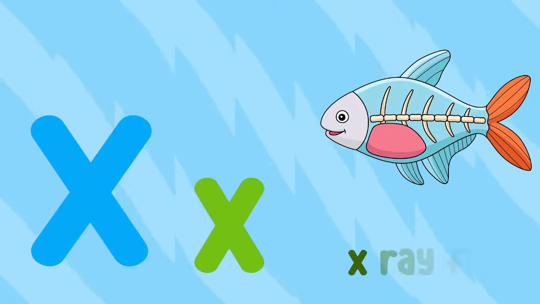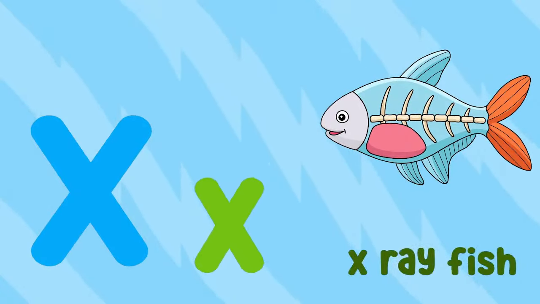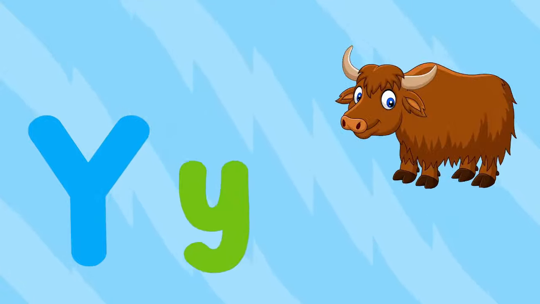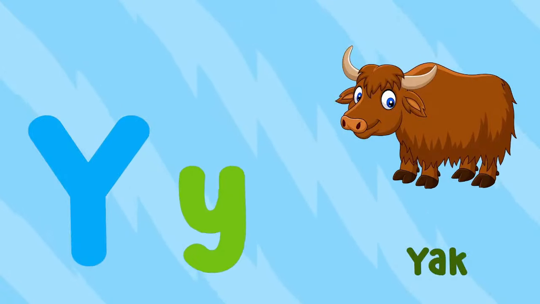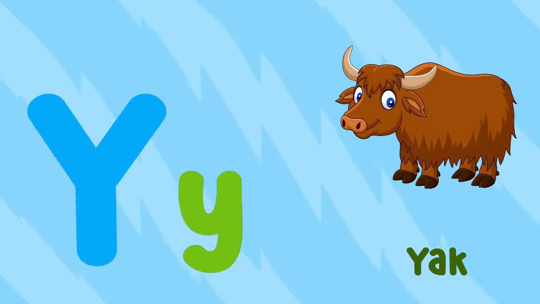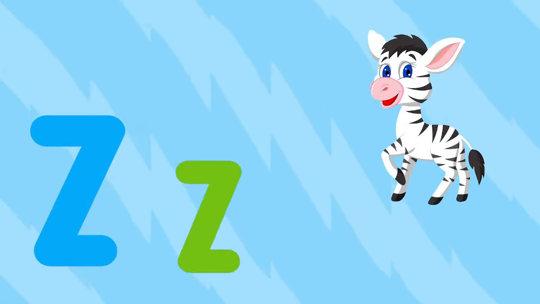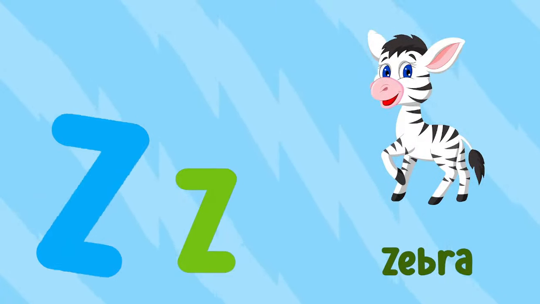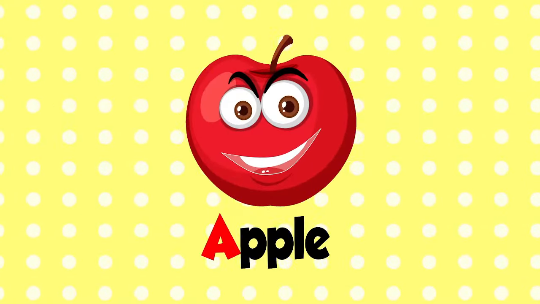X, X, x-ray fish. Y is for yak. Y, Y, yak. Z is for zebra. Z, Z, zebra. A, apple.